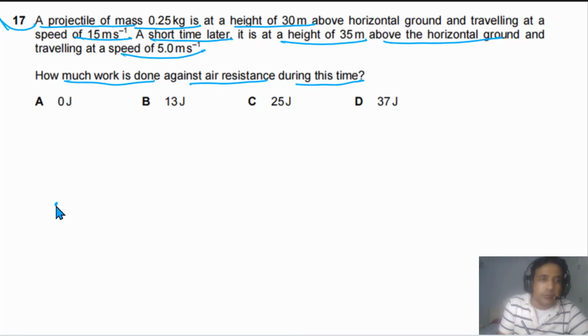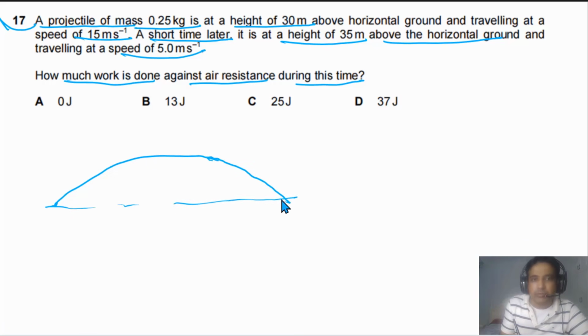A simple way to answer this question is to draw the projectile motion. This is how the projectile is moving. In this case, we can take any 2 points because we don't have a lot of information. Let's say when the projectile is here, this is point A, and after a short period of time, the projectile is here at point B. When it is at point A, the height is given, that is 30 meters, and the speed is given to us.